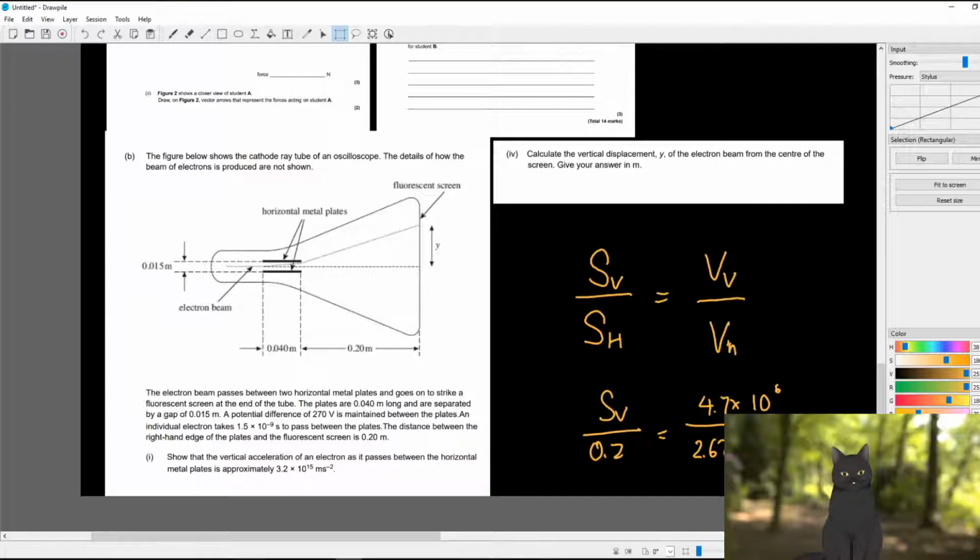Oh. Okay. 0.04 divided by 5 times 10 to the power of negative 9.